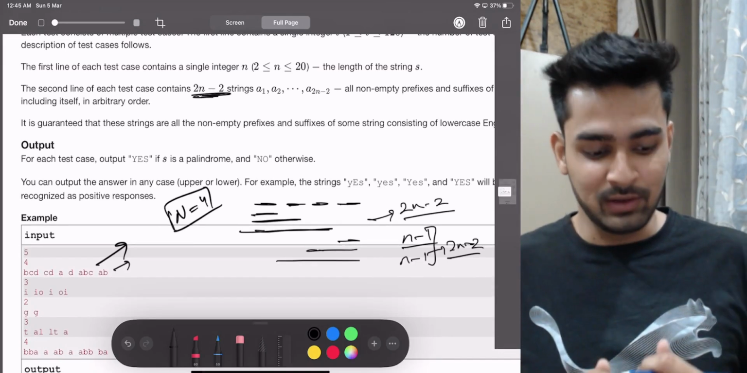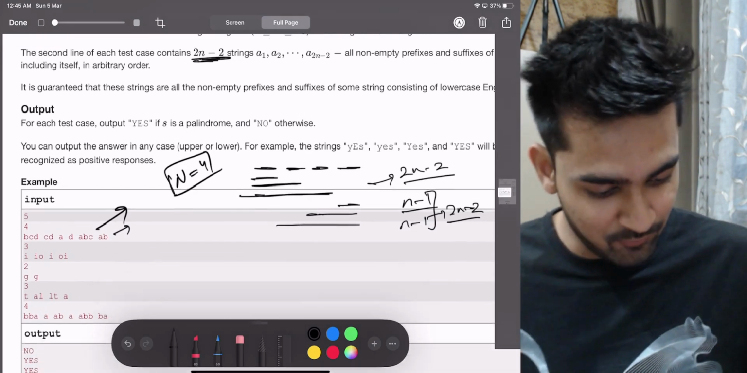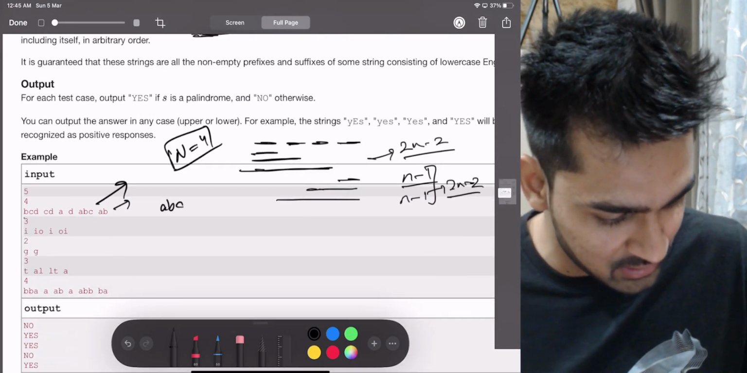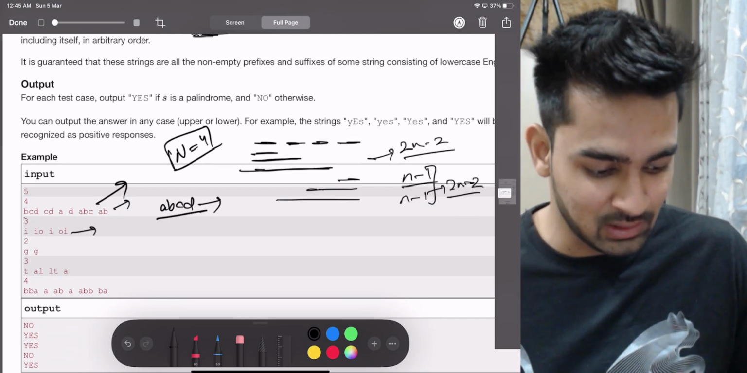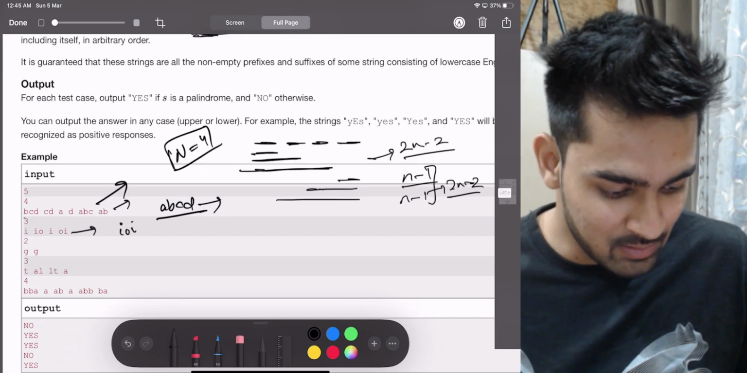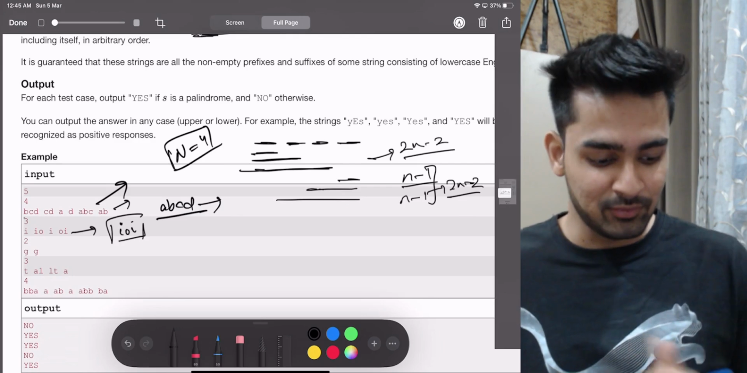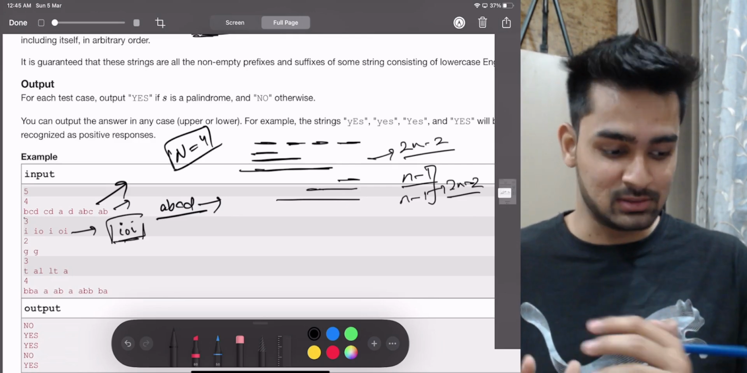We need to figure out if the initial string was a palindrome or not. If you see, the strings here are these, and the complete string was ABCD, which was not a palindrome. Let's look at the next case. For this one, the entire string was IOI, which is a palindrome. We know how to check a palindrome. All we have to do is figure out the entire string. But is there some way we can actually skip that part?